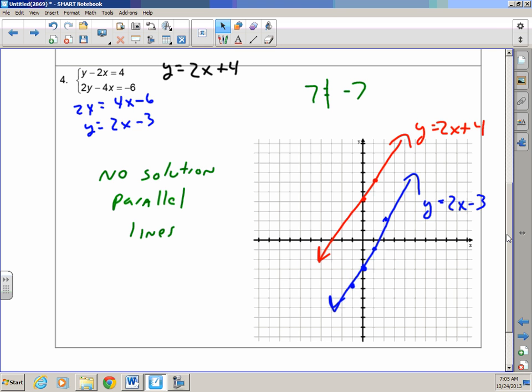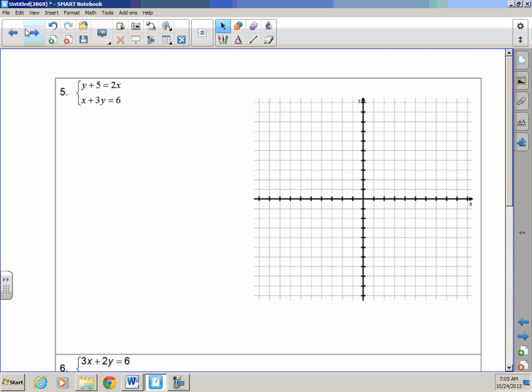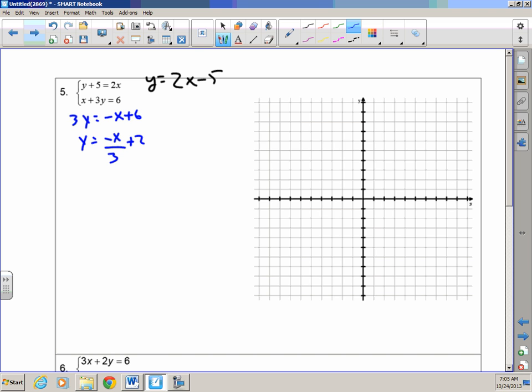Let's go to 2 more examples of just graphing. Let's convert this into slope-intercept form, y equals 2x minus 5, and we've got 3y equals negative x plus 6, so y equals negative x divided by 3 plus 2. So I'm going to graph the first one. My slope here is negative 1/3. That means I go up 1 to the left 3, down 1 to the right 3. Okay, I'm not sure where they're going to intersect, but I'll just stop there for the moment.